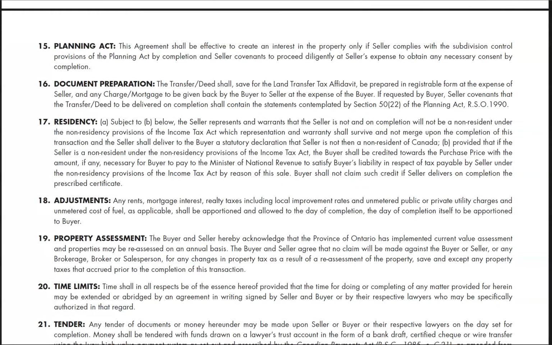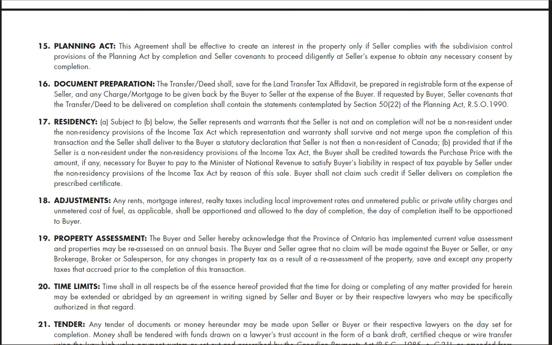Planning Act, number 15. The Planning Act is basically saying that the sale is only valid if it complies with the Ontario Planning Act, that this law regulates land divisions and ensures that properties are legally transferable. The seller must ensure that the property meets legal subdivision requirements. If consent or approval are needed, the seller must obtain those before closing. If the seller fails to obtain necessary approvals, the sale cannot be completed. The buyer would not receive legal title of the property.